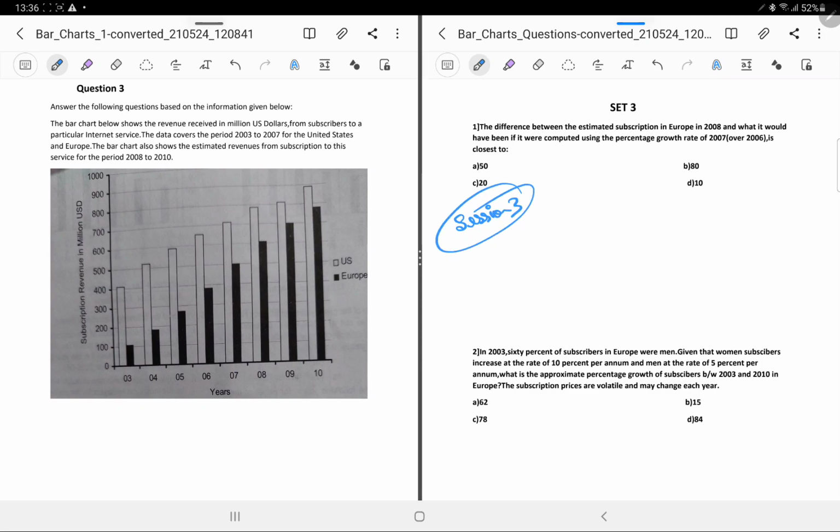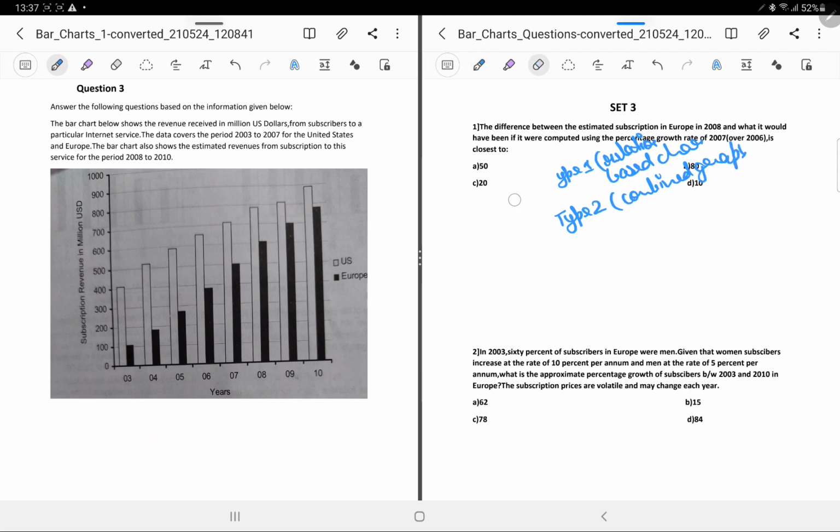In the earlier session, session 1, we had discussed the basics of bar charts. Then we did a question based on the combined concepts from the theory part. In the second session, we looked at the type 1 questions, which I call the relation-based charts. In this video, we'll see the type 2 question, that is the combined graph. So let's start with this.